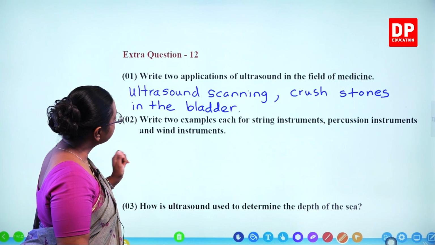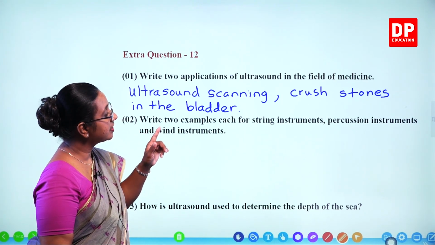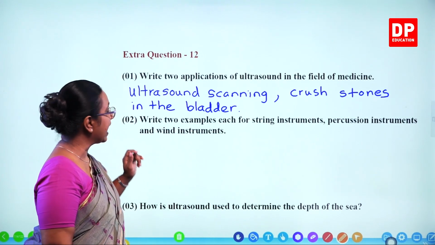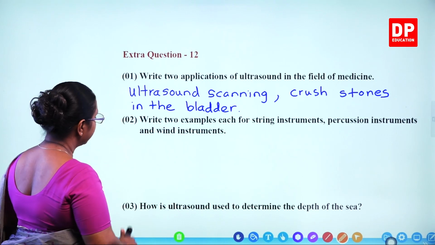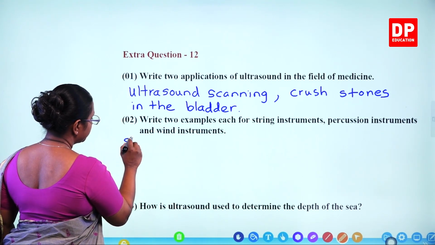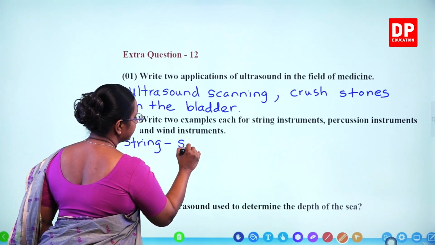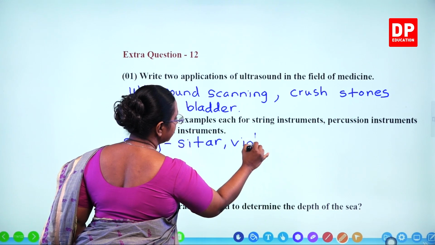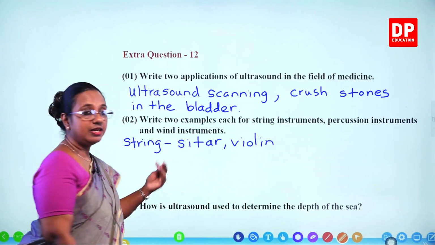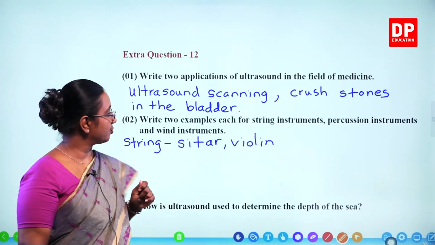Then write 2 examples each for string instruments, percussion instruments and wind instruments. So you know the examples. For string instruments, we can write the sitar, violin or even guitar, veena, any 2 of the string instruments.